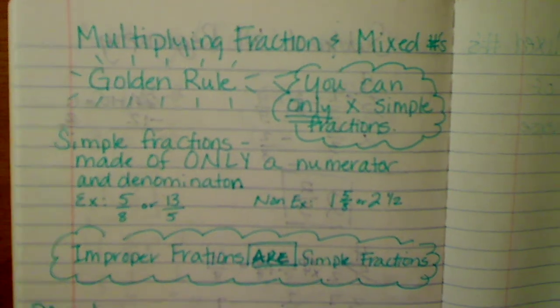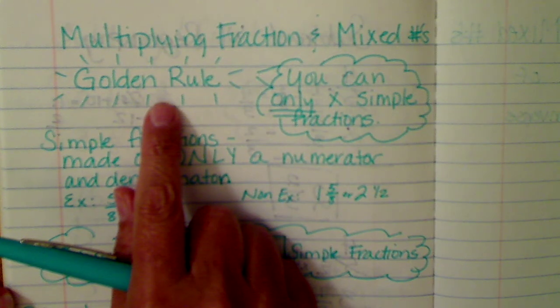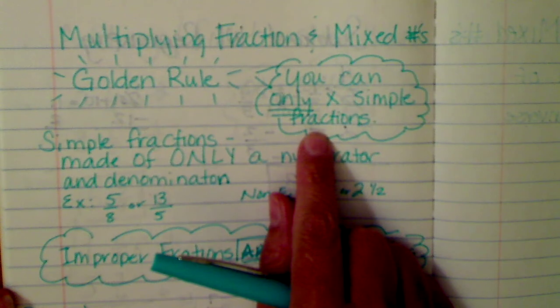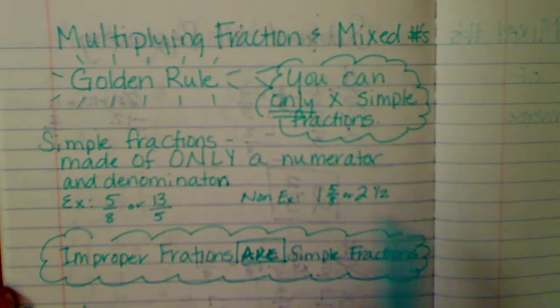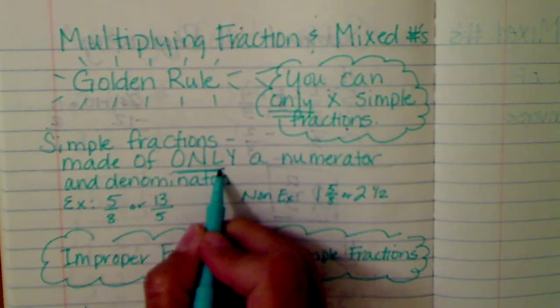Today we're going to talk about multiplying fractions and mixed numbers. The first thing you need to know is the golden rule. The golden rule is you can only multiply simple fractions. What's a simple fraction? A simple fraction is made of only a numerator and a denominator.